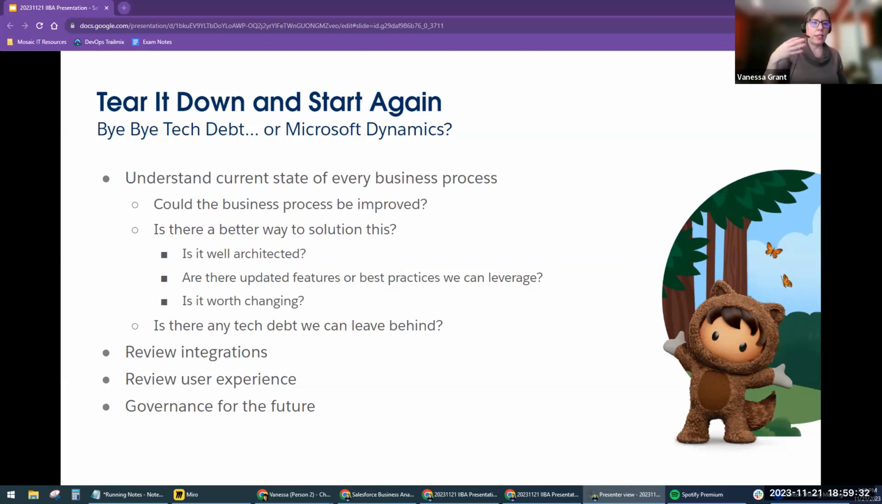So is it well architected? Is it scalable? Is it low code first? Are we leveraging the out of the box features properly? Are there updated features or best practices we can leverage? And is it worth changing? There are going to be budgetary constraints, time constraints. So think about how much should this change? How much analysis should we do? And finding that right balance, because ultimately you're not trying to bring your technical debt into your shiny new org. If you can leave the technical debt behind, that is ideal, but it's usually going to be some balance in there. You're also going to want to review your integrations, review your user experience.